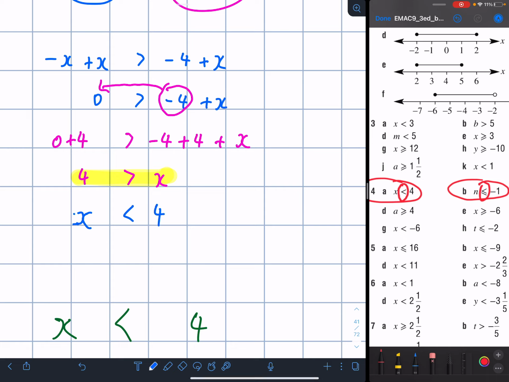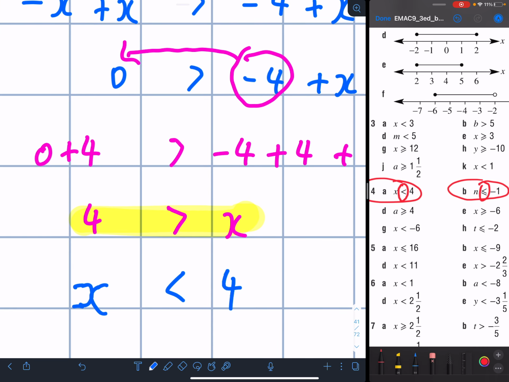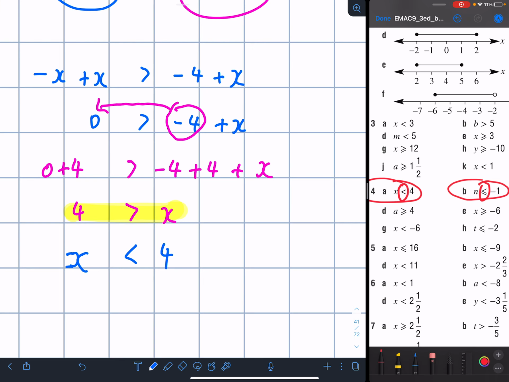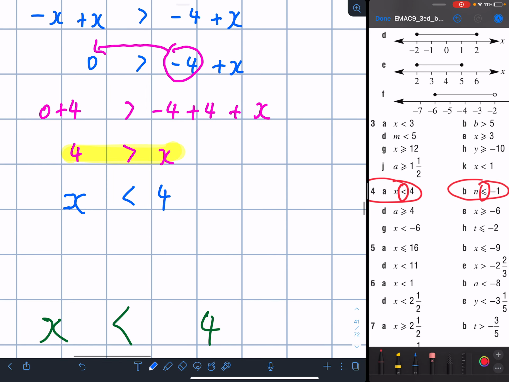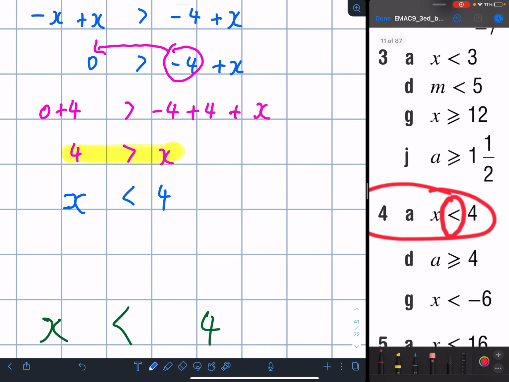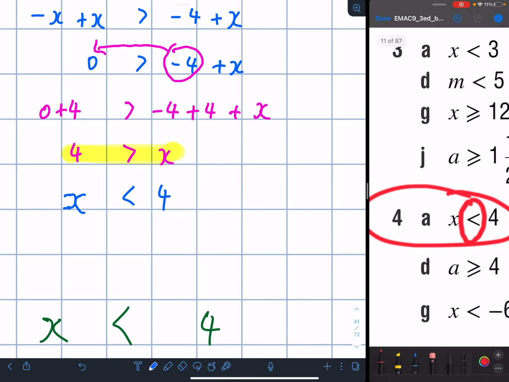Let me say that again. If 4 is greater than x, that's the pink part, therefore we can say that x is less than 4. And so that does give us the right answer.